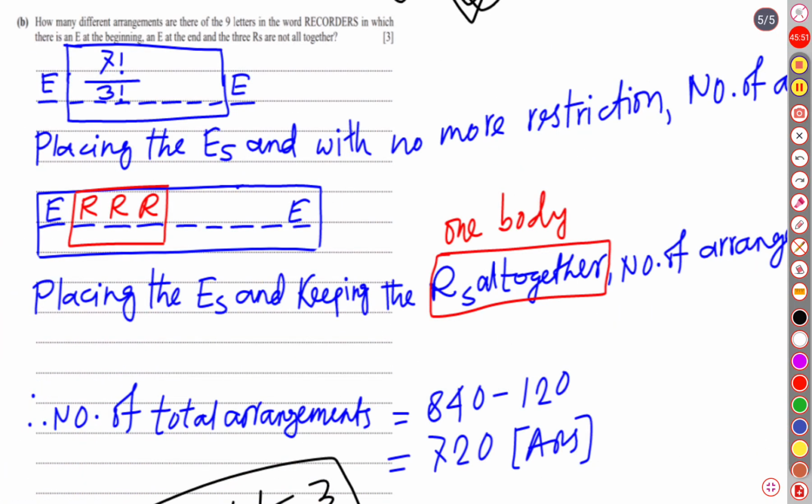The next question is: how many different arrangements are there of the 9 letters in the word recorders, in which there is an e at the beginning and an e at the end, and the r's are not all together.